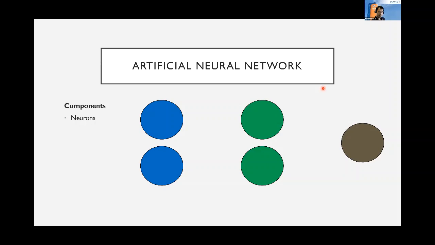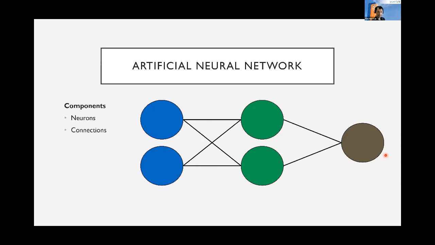So there are going to be neurons, which I represent via these circles over here. These neurons are going to be connected to each other, and that's represented by these black lines over here. The first column I'm going to call the input layer, the second column the hidden layer, and the third column over here the output layer.